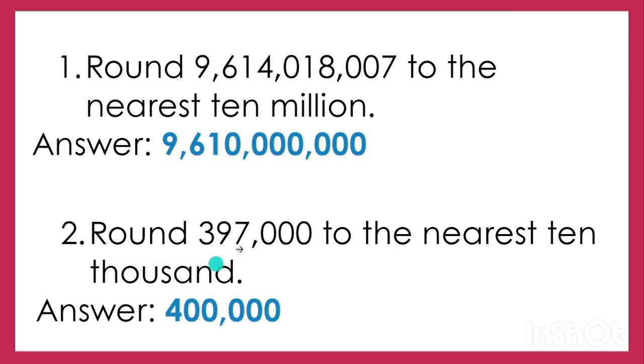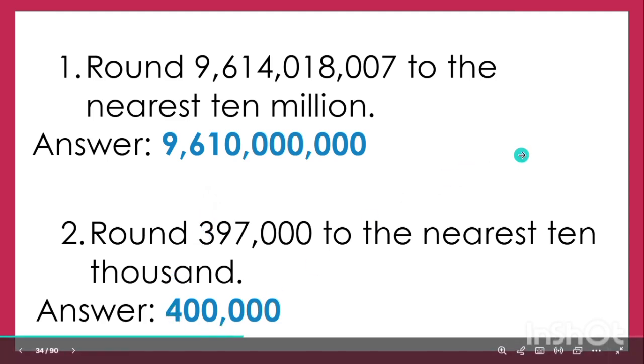Okay? Number 2. Nearest 10,000. Where is the 10,000? Ones, tens, hundreds, thousands, ten thousands. Since the digit beside it is 7, we will round up. So 9 plus 1, we will have 10. Automatically, we will make the 9 into 0, then carry 1 to the 3. So we will have 400,000.